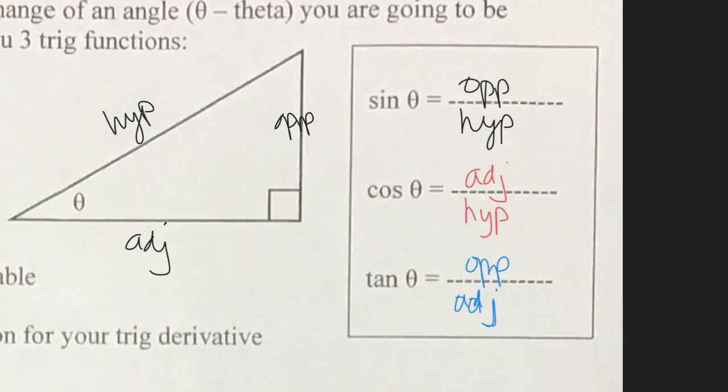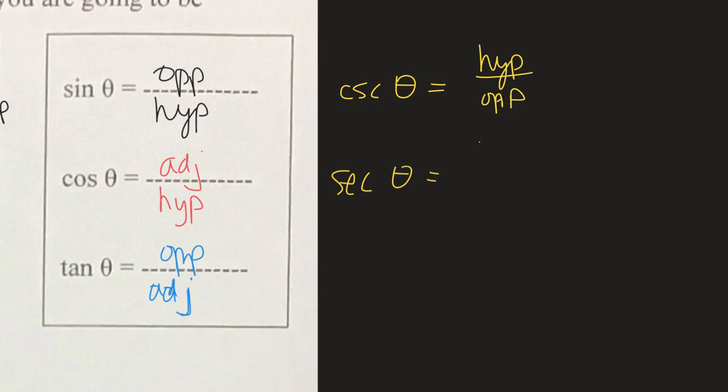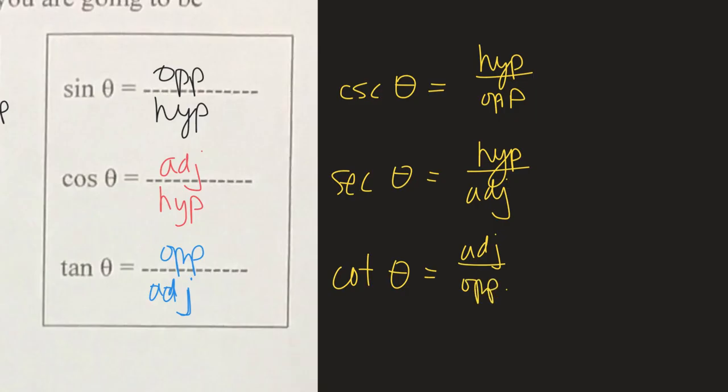But there are 3 other trig functions, of course. They are the reciprocals. So cosecant is the hypotenuse over the opposite side. That's the reciprocal of sine. The secant is the reciprocal of cosine, so hypotenuse over adjacent side. And tangent's reciprocal is cotangent, which is adjacent over opposite.